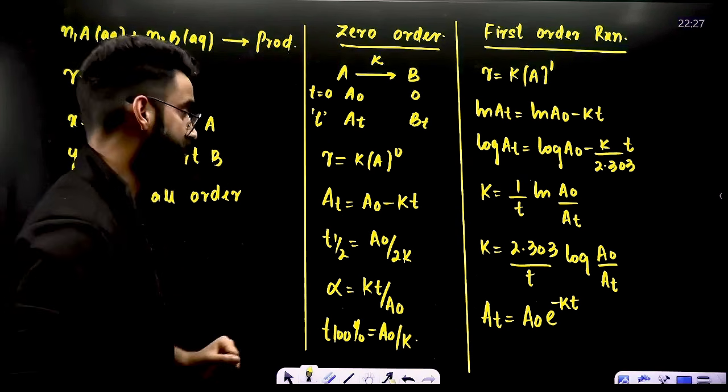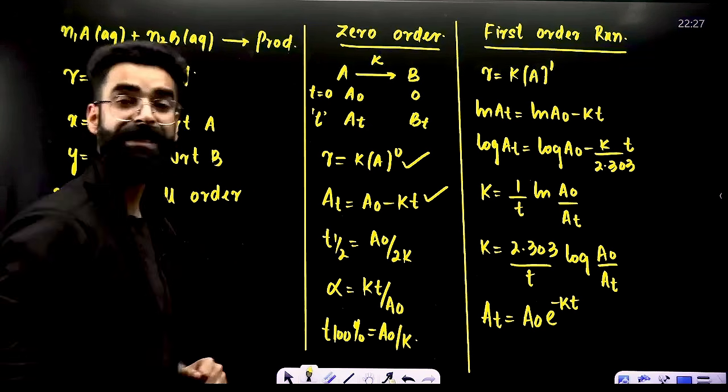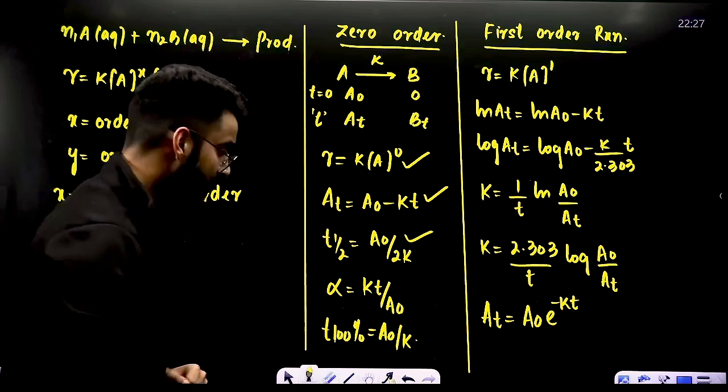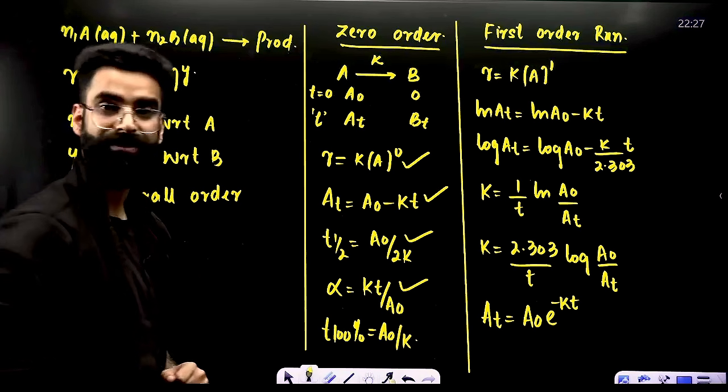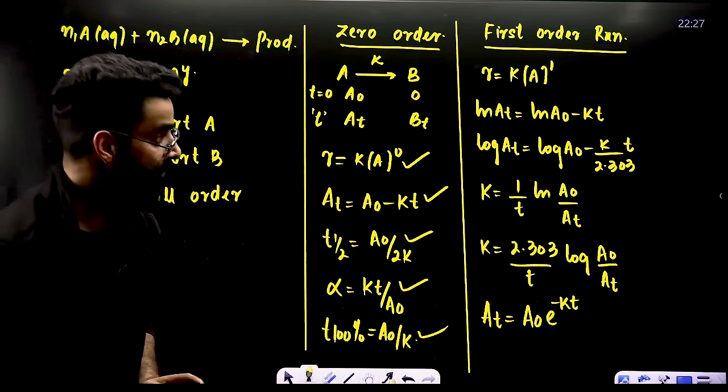In case of zero order reaction, this is how you write the rate law. This is how you write the integrated rate equation: A_t is equal to A naught minus Kt. Half-life in case of zero order reaction: A naught by 2K. Degree of dissociation in case of zero order reaction: Kt by A naught. Completion time in case of zero order reaction is equal to A naught divided by K.